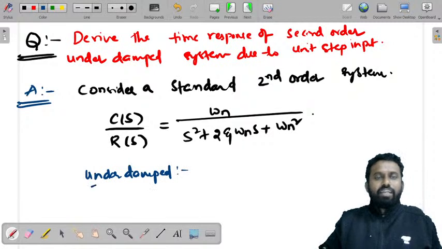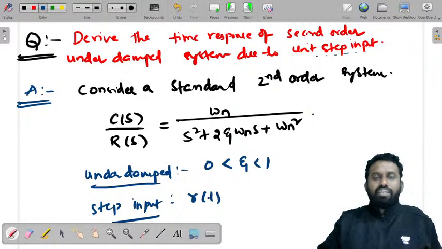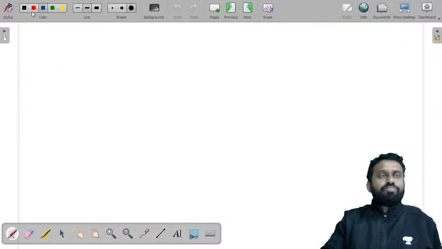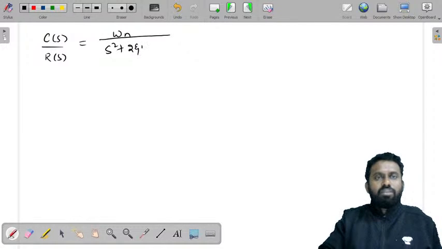For an underdamped system, the damping ratio zeta is between 0 and 1, and the input that is given is a step input. So step input is r(t) = 1. Therefore R(s) = 1 by s. So let's try to do that. We know C(s)/R(s) = omega n by s square plus 2 zeta omega n s plus omega n square.